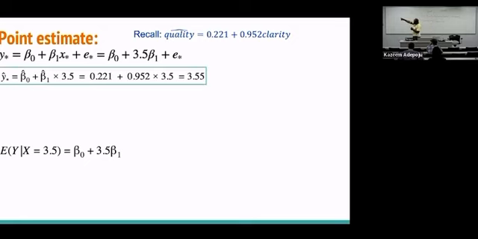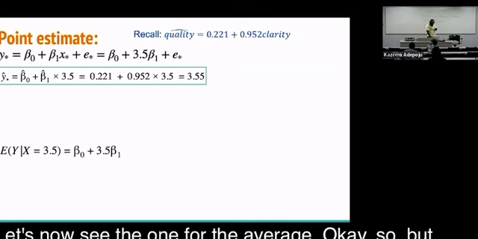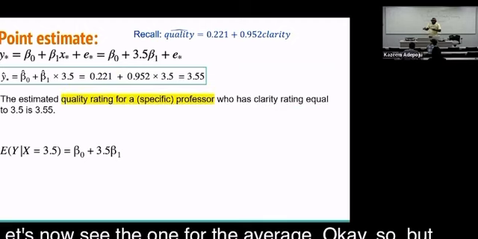So when I plug in that, that's what I'm doing now. You see, I'm plugging in 3.5 to replace clarity. I already know my beta naught and my beta one. Then the point estimate for the individual, the point estimate for the quality, is 3.55. Let's now see the one for the average. But before I go into the one for the average, how are we going to interpret that? We're actually going to say the estimated quality rating for a specific professor who has a clarity rating equal to 3.5 is 3.55. Now, can you see that interpretation?